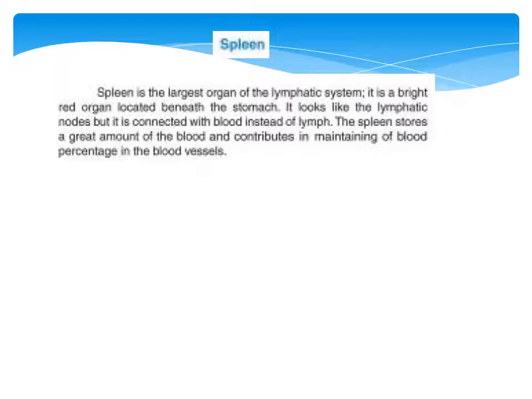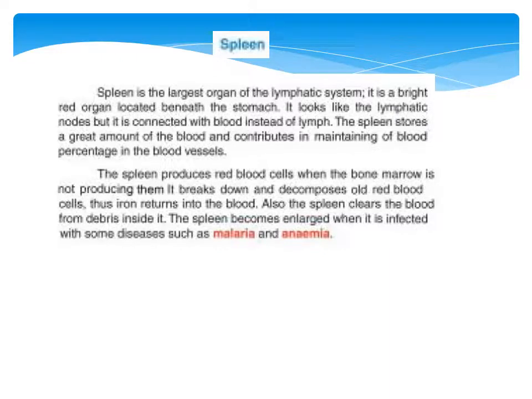Yes, we can ask, what are the importances of the spleen? There are many, such as storing a great amount of blood, which contributes to maintaining the blood percentage in blood vessels. Why? Because it stores a great amount of blood. It produces red blood cells. We can add that it decomposes old red blood cells when the bone marrow is not producing them. It clears the blood from debris inside it.